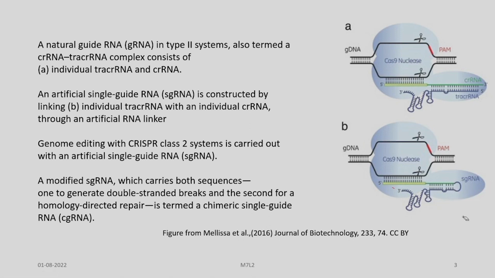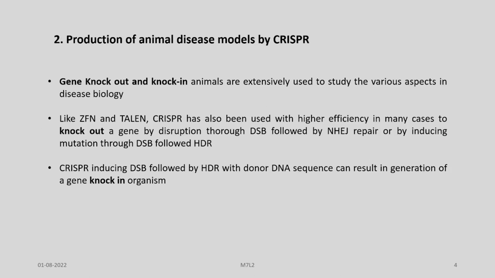A modified sgRNA, which carries both sequences, one to generate double stranded breaks and the second for homology directed repair, is termed a chimeric single guide RNA or cgRNA.